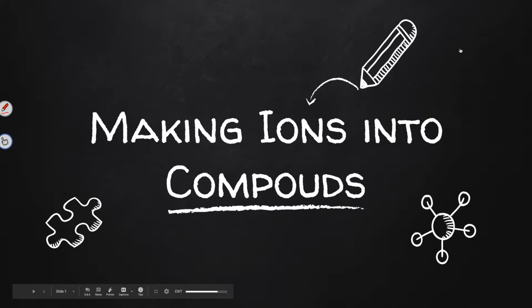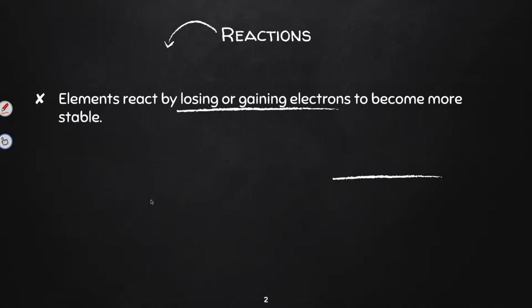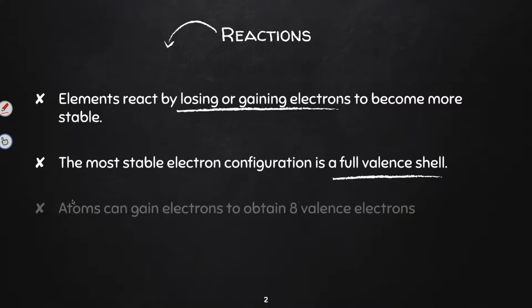Today we're going to learn how to make ions into compounds. We know that elements react by losing or gaining electrons to become more stable. The most stable configuration is a full valence shell. You can do this one of two ways.